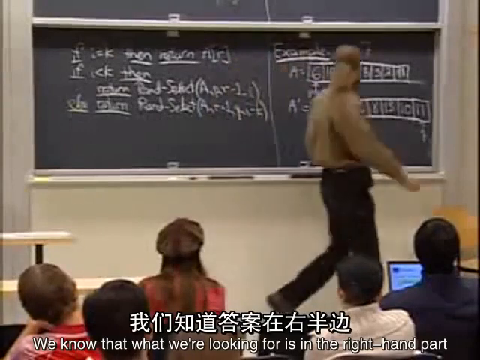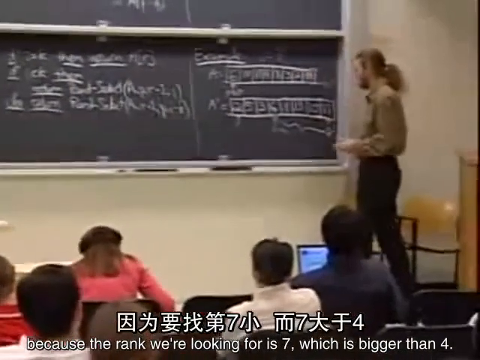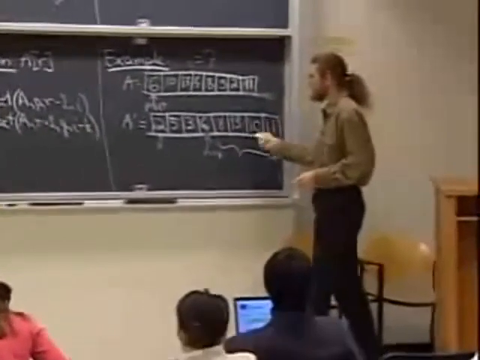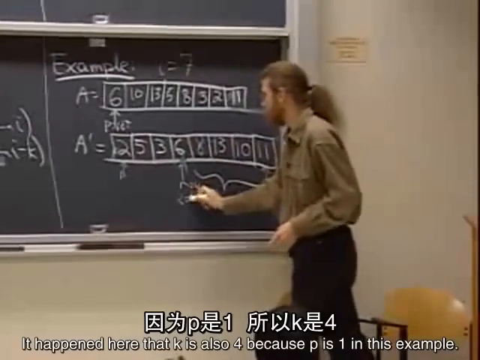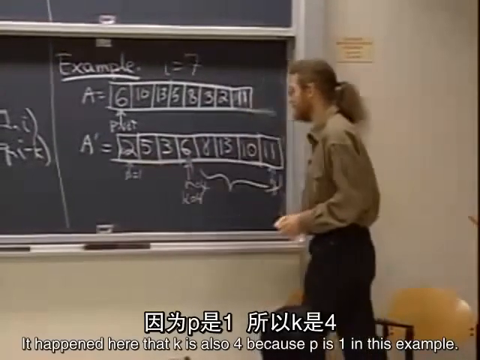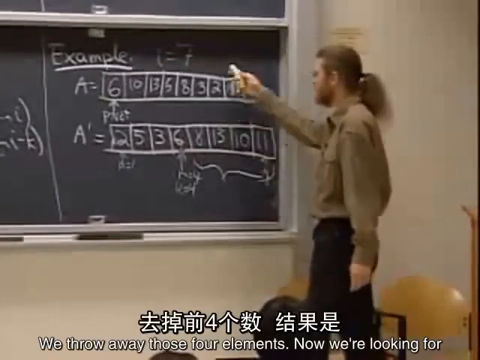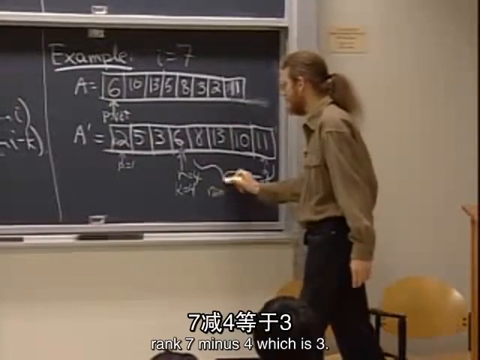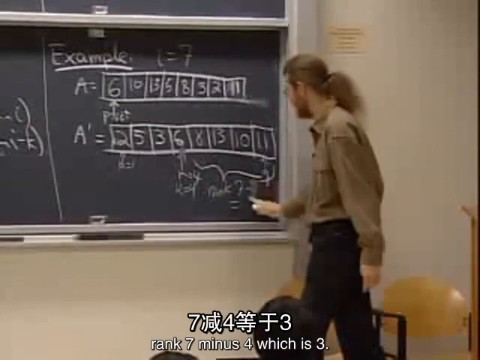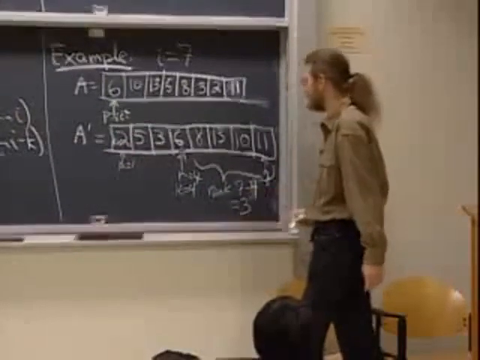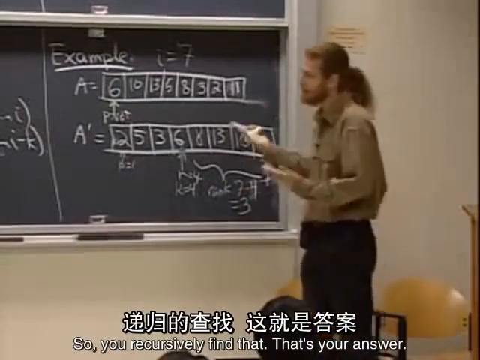Okay, so we know that what we're looking for is in the right-hand part, because the rank we're looking for is 7, which is bigger than 4. Now, what rank are we looking for in here? Well, we've gotten rid of 4 elements over here. So it happened here that k is also 4, because p is 1 in this example. So the rank of 6 was 4. We throw away those 4 elements. Now we're looking for rank 7 minus 4, which is 3. And indeed, the rank 3 element here is still 11. So you recursively find that. That's your answer.